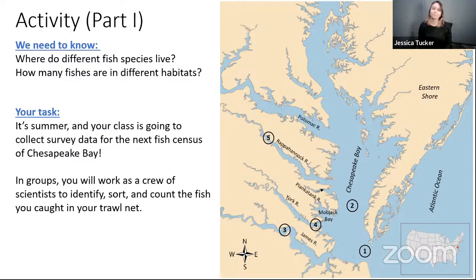So students in their small groups will identify, count, and sort fishes in their sample, just as scientists do on a real trawl survey, and should be able to draw conclusions about the differences in their catch between these different sites. The map and the instructions are included in the lesson plan, as well as the handouts for students.